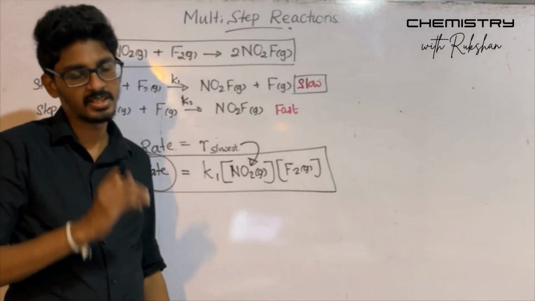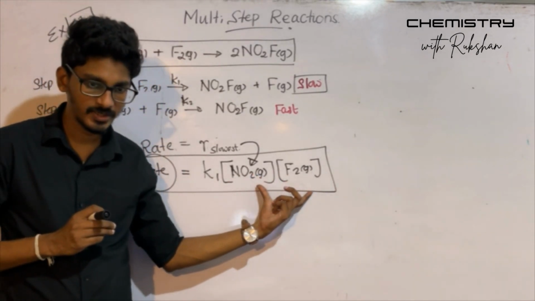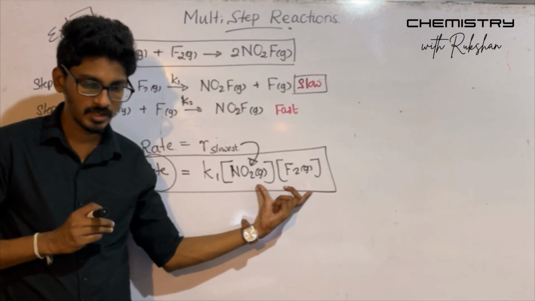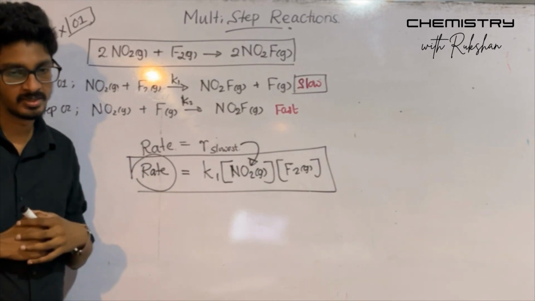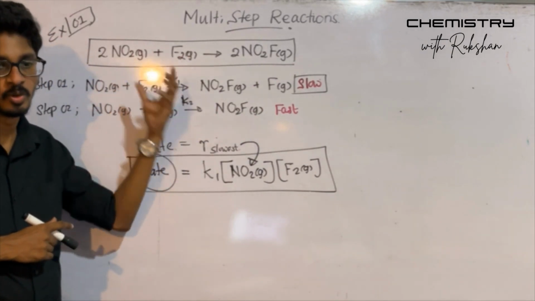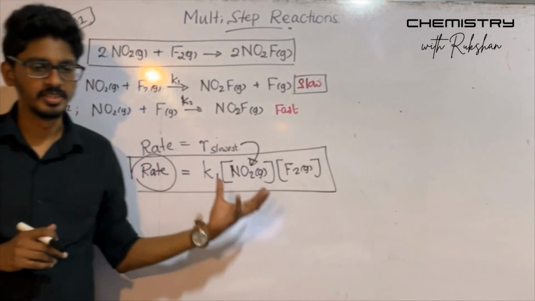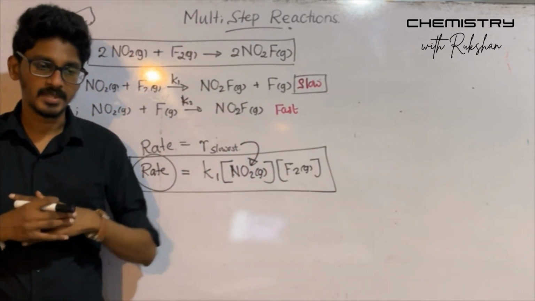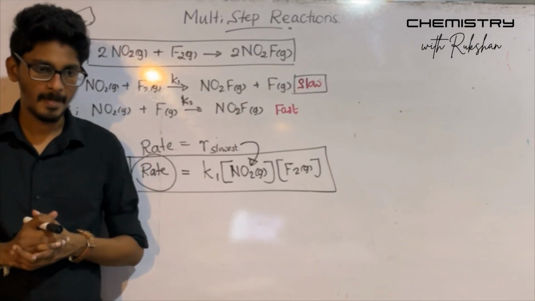And then you have to check whether the things appearing here are reactants of the overall reaction. Yes, those are reactants of the overall reaction. So we can confirm this is the rate of the overall process. Correct?